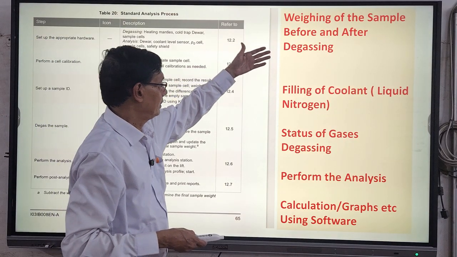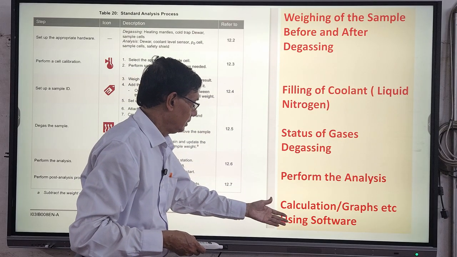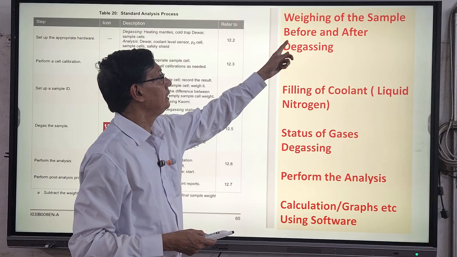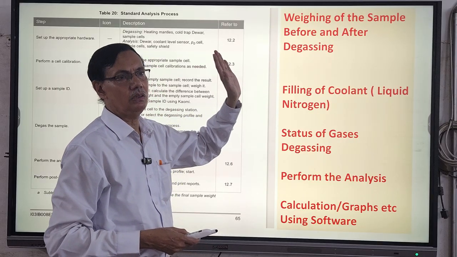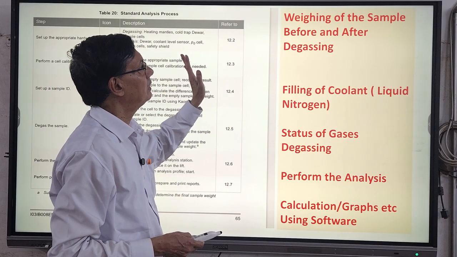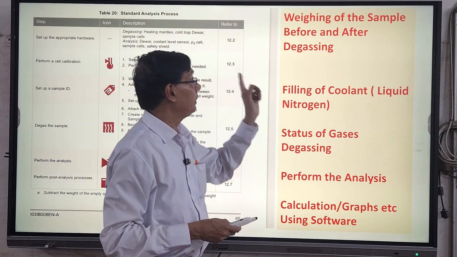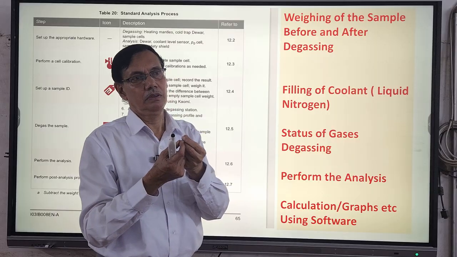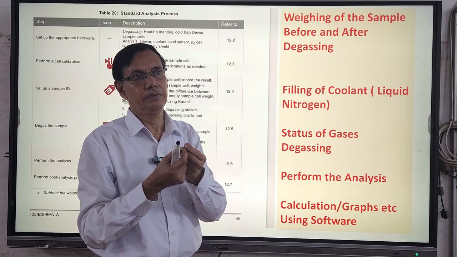Then these are some standard operating steps. First is the weighing of the sample. Yesterday we have done all these things. We have prepared the sample. Now we have to weigh before and after degassing. Yes, there may be some loss of weight.